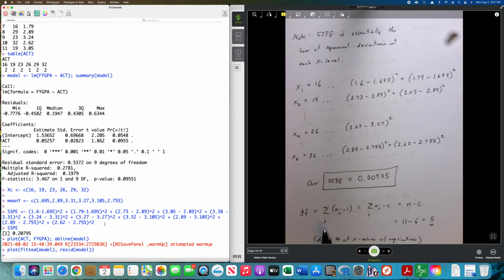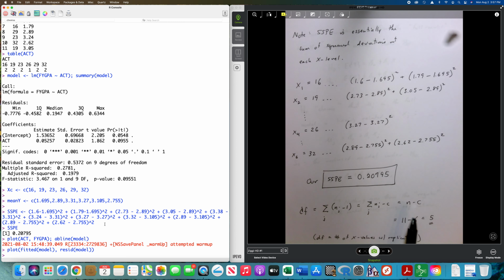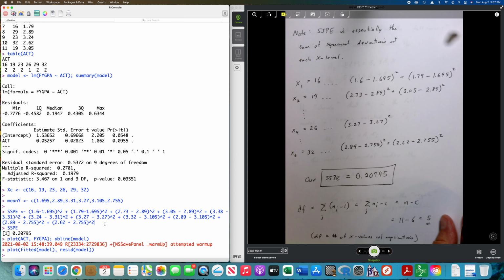So we calculate that by summing the sample sizes over j, subtract 1, which is equivalent to taking the sum of the n sub j's minus c. Because if we have 1, 1, 1, 1, 1, we have our c, which is 6 in this case. So our total sample size is 11 minus 6. Our degrees of freedom here would be equal to 5.